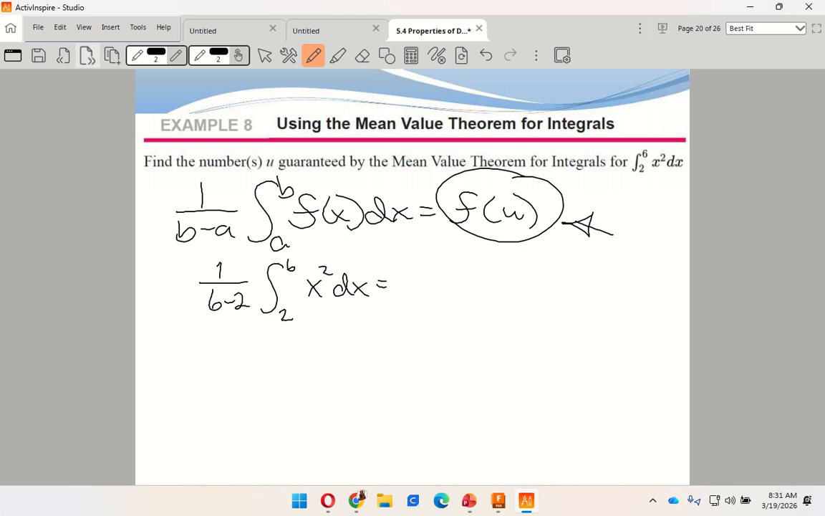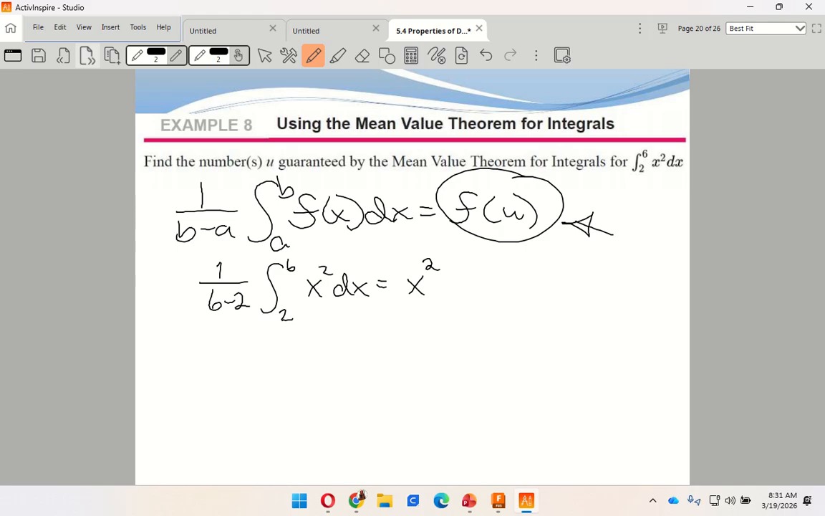So what we're going to do is set this equal to my function. What is my function? X squared. And then solve for x. Solve for x, and that's going to give me my u value that I'm looking for.